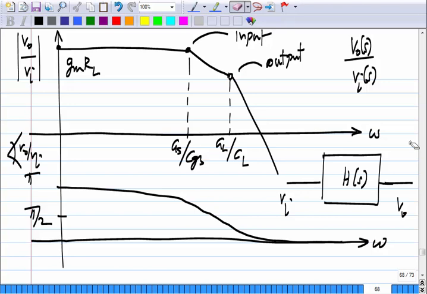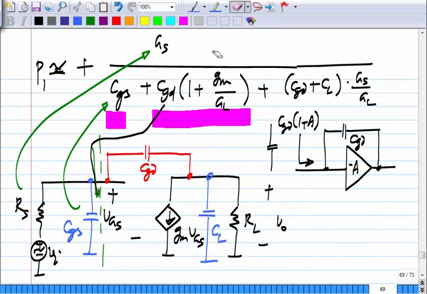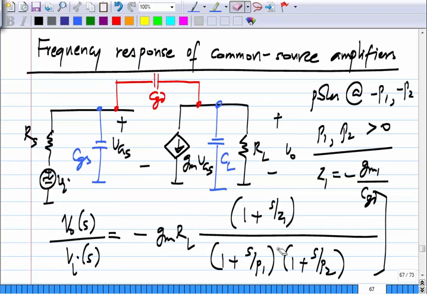Poles are not in the right half plane, so we have a stable system, right? I evaluated that. Again, I messed up the notation, but with this notation, P1 and P2 will be positive. So P1 will be plus this, which means it is in the left half plane. The poles are at minus P1 and minus P2 with this particular notation, where P1 and P2 are positive numbers. Is this fine?